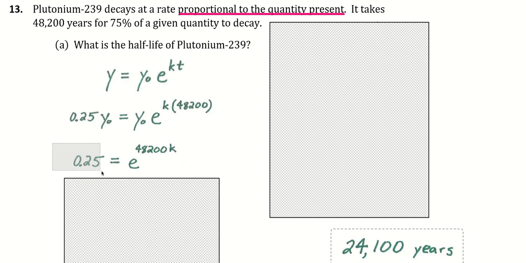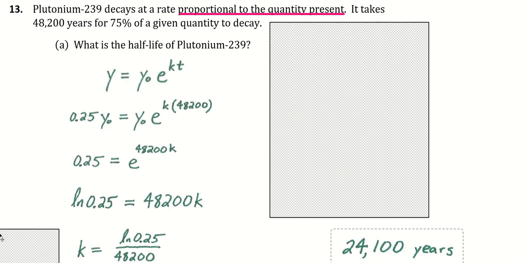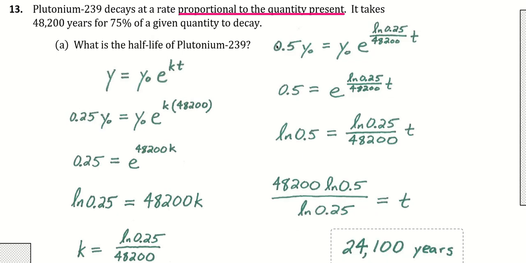But either way, you're going to end up with that number right there, and then you do the natural log of both sides, get your K value, and now you can answer this question about what T would equal for half-life. So again, so many of the same steps over and over again, and you should end up with 24,100 years as that half-life, okay?